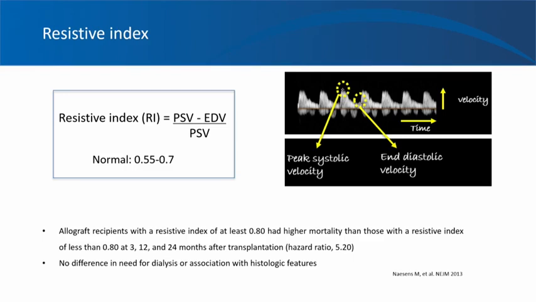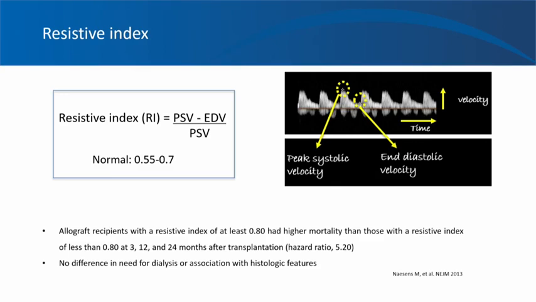An NEJM article published in 2013 reported that allograft recipients with a resistive index of at least 0.8 had a higher mortality than those with a resistive index of less than 0.8 at 3, 12, and 24 months after the transplantation, with a hazard ratio of 5.2, though there was no difference in need for dialysis or no association with histologic features.